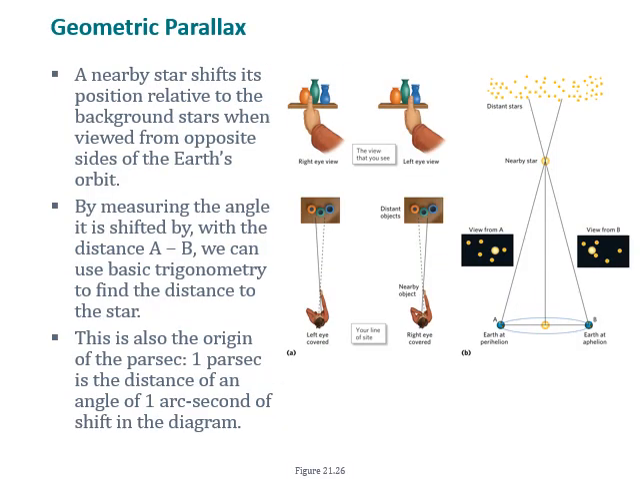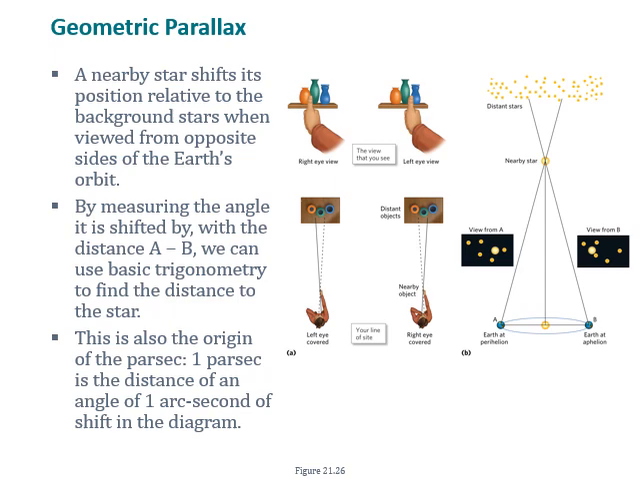Geometric parallax describes the idea that a nearby star shifts its position relative to the background stars when viewed from the opposite side of the Earth's orbit. By measuring the angle it is shifted by, with the distance A to B, we can use basic trigonometry to find the distance to the star. This is also the origin of the parsec. One parsec is the distance at which the shift angle in the diagram is 1 arcsecond.